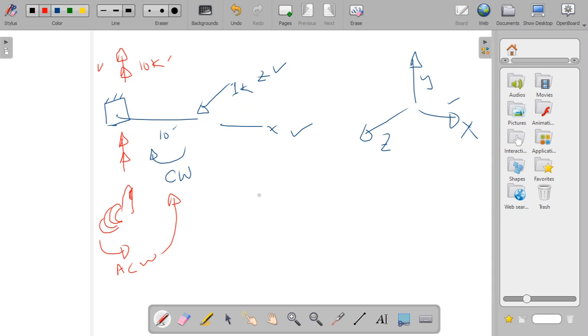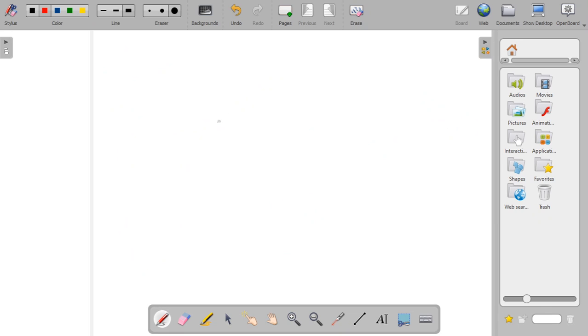Okay, repeat it again for this direction. This is clockwise in y. So you have to practice it. I'm going to the next case. My next case is like this.